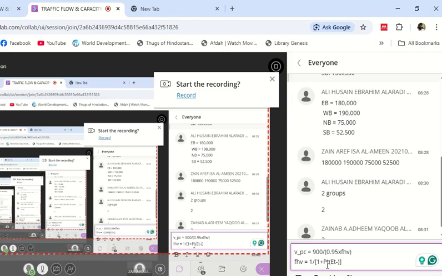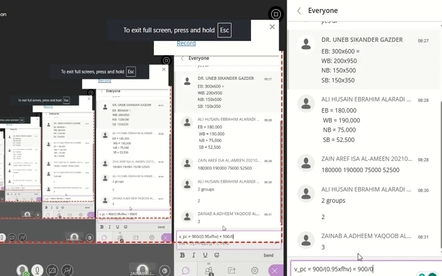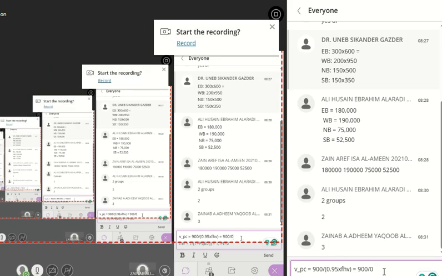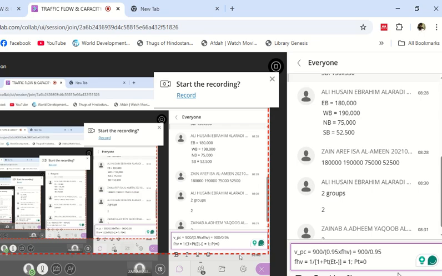Now percentage of trucks is given as 0, so this whole thing becomes 0. So you have 1 upon 1. So this factor is 1, because P_T equals 0. So what does it mean here? It means that this is equal to 900 divided by 0.95. Okay, I did something, I don't know what I did. Okay, back to normal.